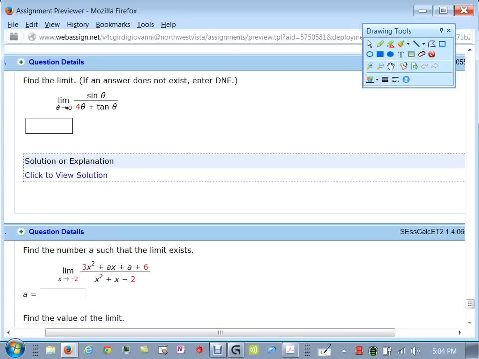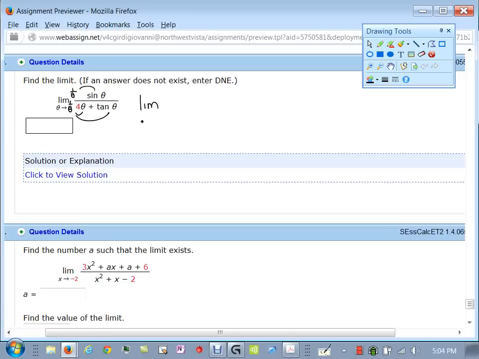All right, so let's check this out. Let's let theta go to 0. Sine of 0 is 0, so I have 0 on top. Let's see, 4 times 0 is 0. Tangent of 0 is 0, so I have 0 on the bottom. So that's the form where we're going to need to do something. So here I go. Do something somewhat unorthodox here. I'm going to multiply the top by 1 over theta and the bottom by 1 over theta. And then I'm going to multiply here, and then here I have to distribute through.